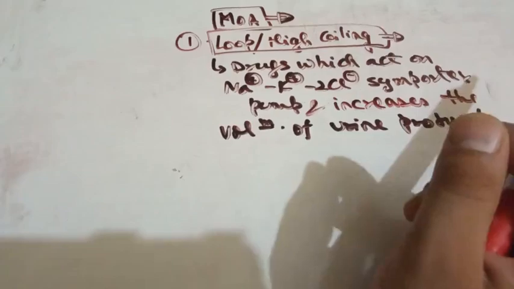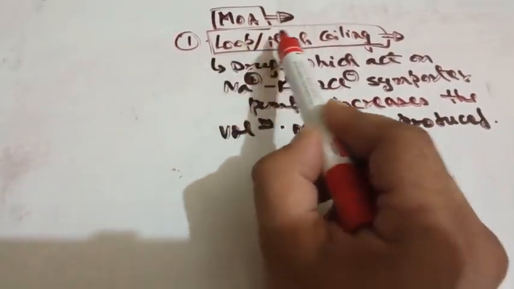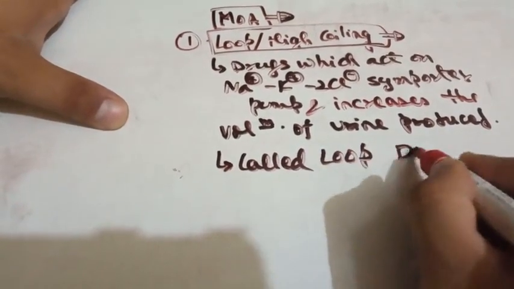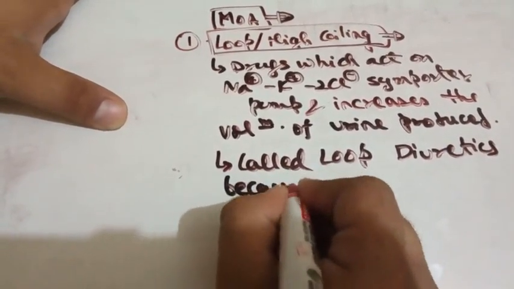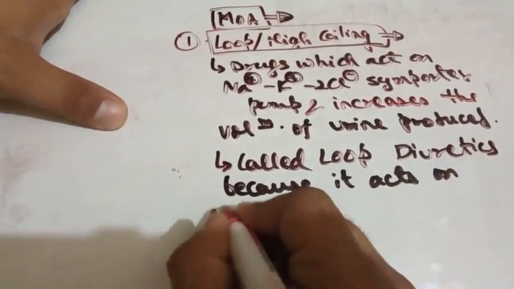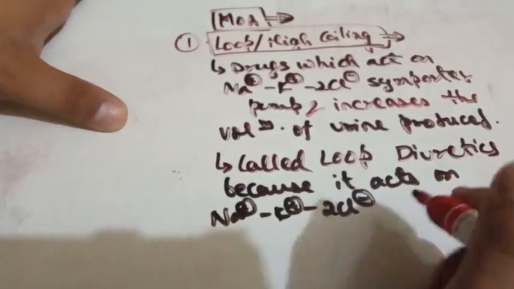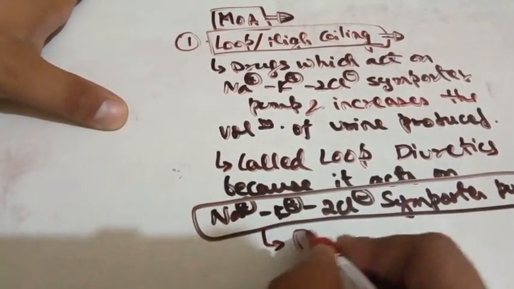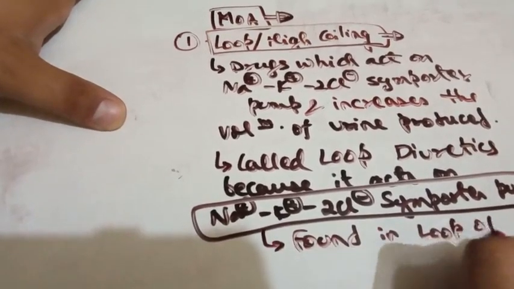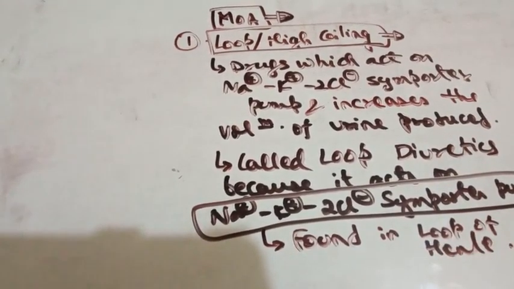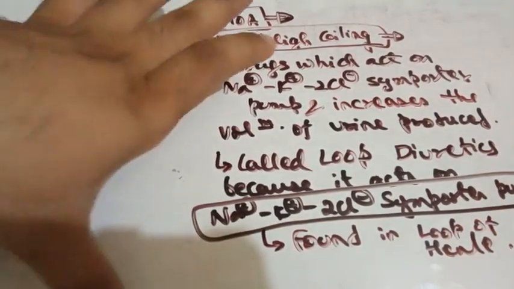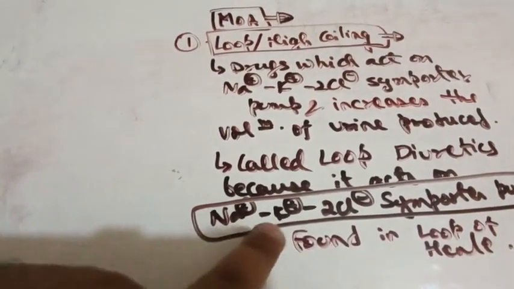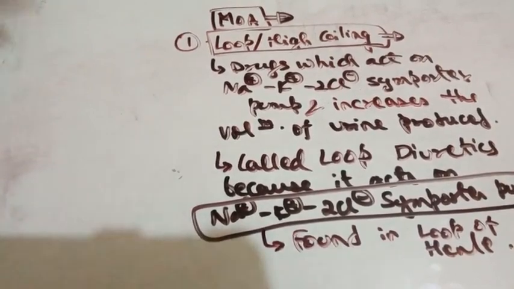Now why is this drug called loop and why is this called high ceiling diuretic? It is called loop diuretic because it acts on the sodium potassium 2 chloride importer pump, and this pump is found in the loop of Henle. We'll understand in which segment, ascending or descending, this is found when we study its mechanism of action. These are called loop diuretics because these act on the sodium potassium 2 chloride importer pump, which is found in the loop of Henle. Now the question may arise, why are they called high ceiling diuretics?